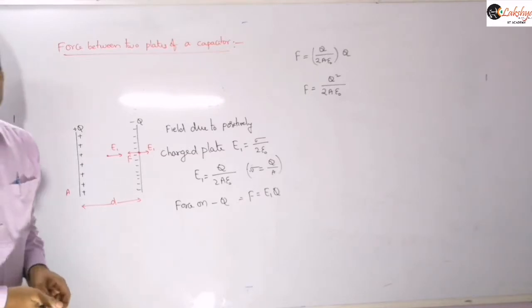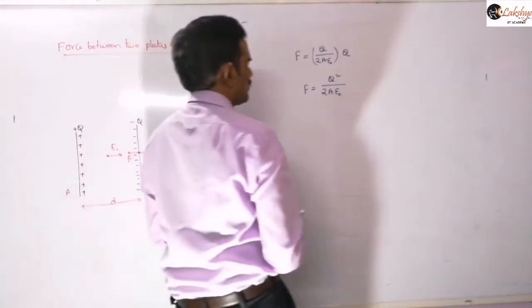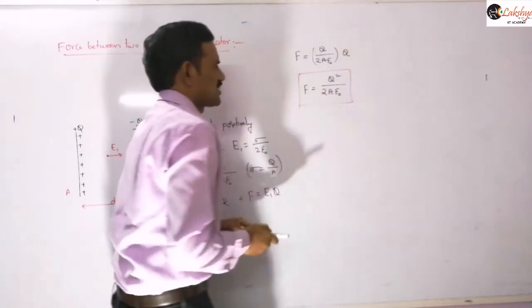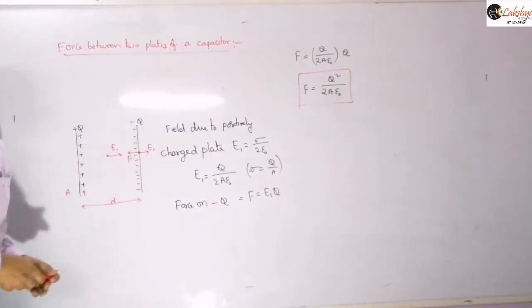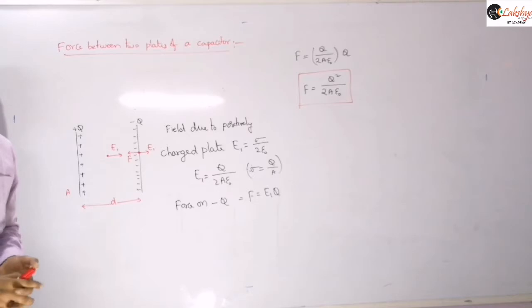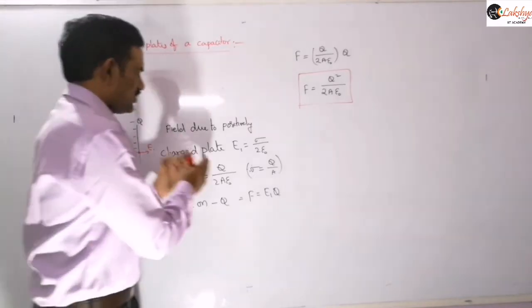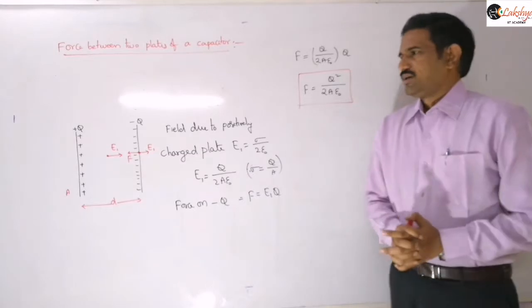You may calculate the force on the positively charged plate, or you may calculate the force on the negatively charged plate. The amount of force will remain the same there. So that is the magnitude of the attractive force acting between the two plates here. So mention that before this.